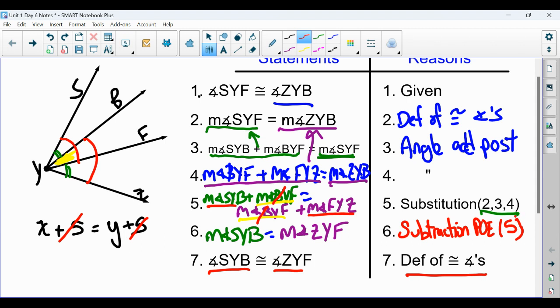And if you go back to when we were talking about how is this proof going to work, or why does this proof make sense, we were saying, hey, they share this overlap angle, and we have to subtract it away. That overlapping angle is BYF. That's what we subtracted away in step 5. So we're left with the two numbers, SYB and ZYF, their measures are equal, and then step 7, the angles are congruent.